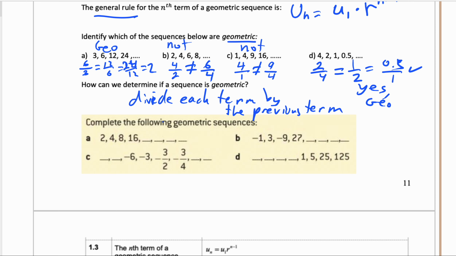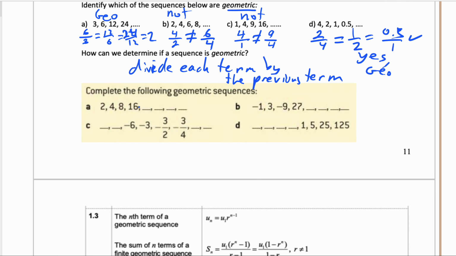Okay, so you can complete these. You can see where these numbers are multiplying by 2 each time, so you can just keep doubling them. Sometimes R is a negative number, so it fluctuates between positives and negatives. So the next one's going to be negative, and 3 times 27 is 81. The next number is going to be positive, negative, positive.